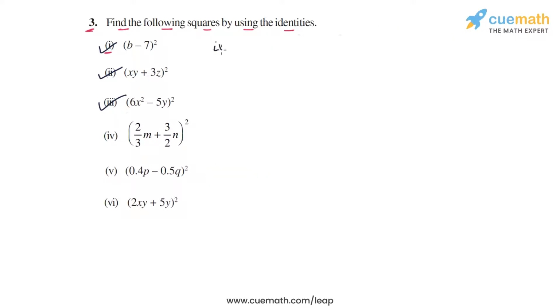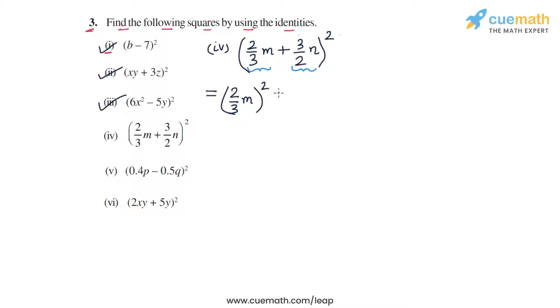Next we come to part 4, in which we have to find the square of 2 by 3m plus 3 by 2n. So we have to find the square of this expression. So this is of the form a plus b whole square, which we can expand as a square plus 2ab plus b square. And a is this term 2 by 3m, and b is this term 3 by 2n. So let's expand this accordingly. So we will get a square or 2 by 3m whole square plus 2ab, so 2 into 2 by 3m into 3 by 2n, and then we have plus b square, so 3 by 2n whole square.